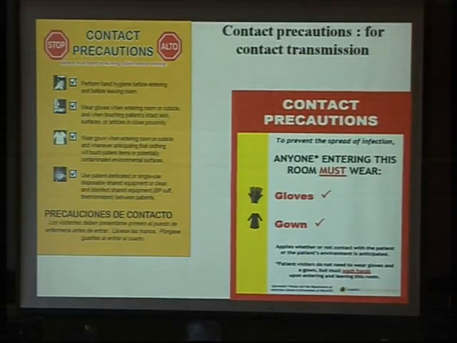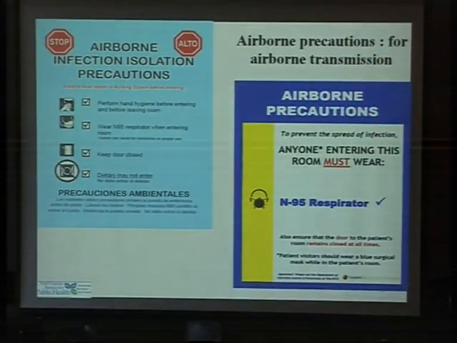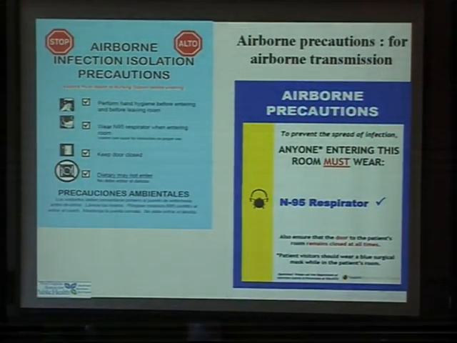We have another important precaution, the contact precaution, if we are dealing with a patient where we are afraid of transmitting the infection by hand only, for example, the case of diarrhea. In this situation, we put a paper on the room of the patient to advise the nurse and the healthcare worker what they should do. And this is for the airborne. It's isolation.